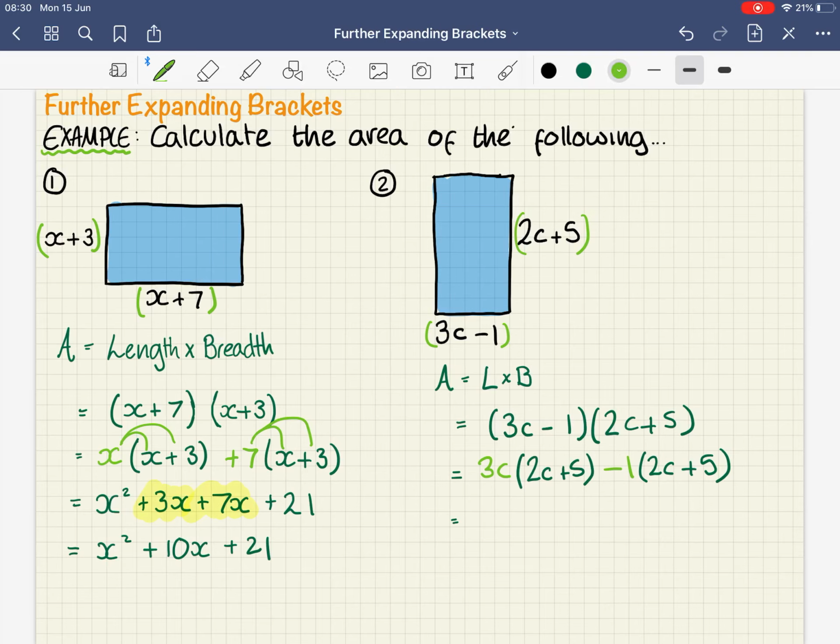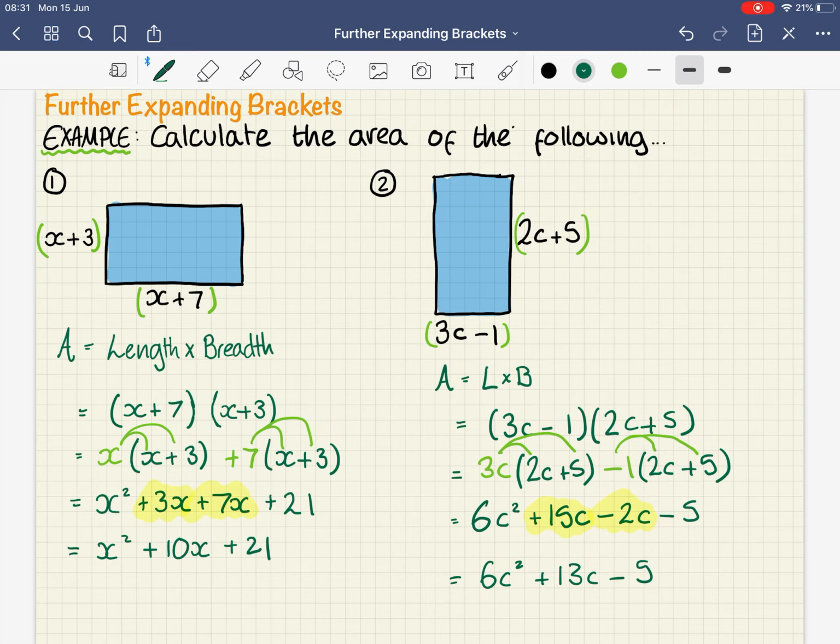And then 3c times 2c, well 3 times 2 is 6, then c times c is c squared. 3c times 5, well 3 times 5 is 15, and then there's just going to be that c. Minus 1 times 2c is going to be minus 2c. Then minus 1 times 5 is going to be minus 5. And then collecting my like terms together, I've got 15c, take away 2c. Well, 15 take away 2 is 13, so that's going to be 13c.